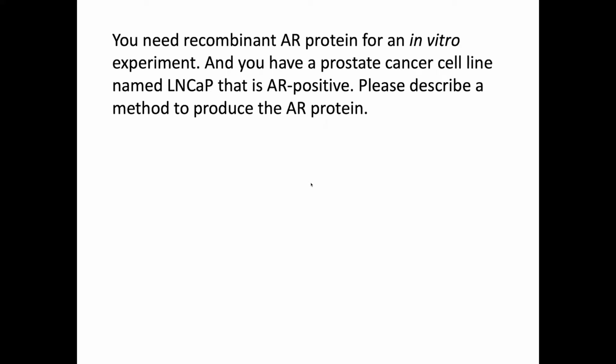Hello, everyone. I left a question in last lecture and asked you to virtually produce recombinant AR protein using LNCaP cells. You will use several technologies we talked about in last lecture.